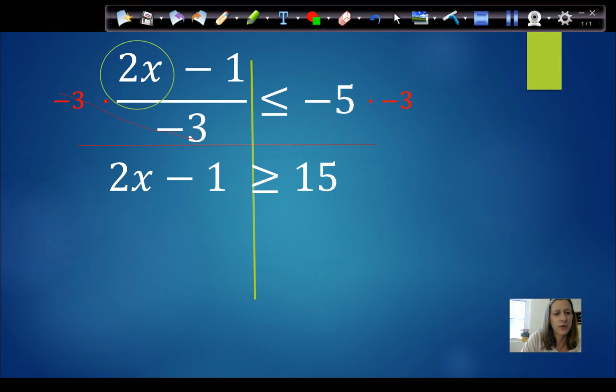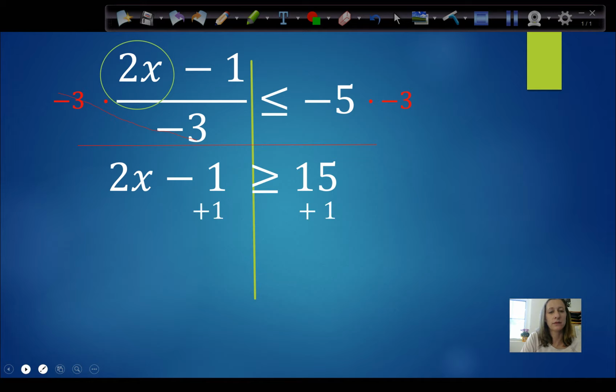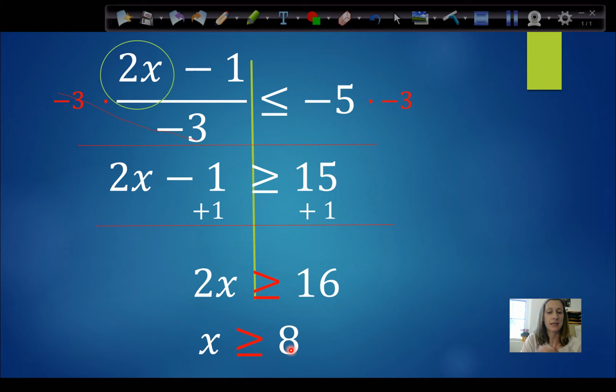So first, our 3's cancel. That was our formality. I'm left with the top, 2x minus 1. Negative 5 times negative 3 is 15, and then I flipped my less than symbol to a greater than symbol. And now we can finish solving. I need to get rid of the minus 1 by adding 1. That now gives me 16. And then I'm going to get rid of the 2 by dividing both sides by 2, and I get x is greater than or equal to 8.